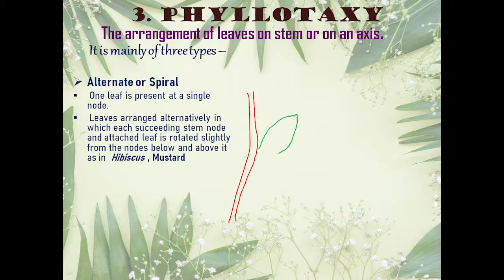So one leaf is here, another leaf is here. Alternate, you can see alternate here, like they are forming alternate angles. One leaf is here, the other one is here. Okay, so this is the alternate or spiral one. This is what is meant here.